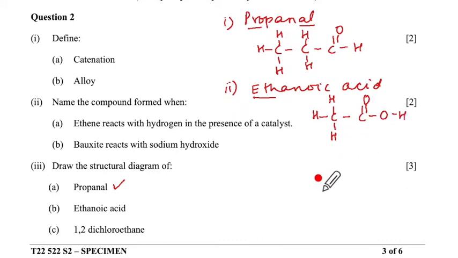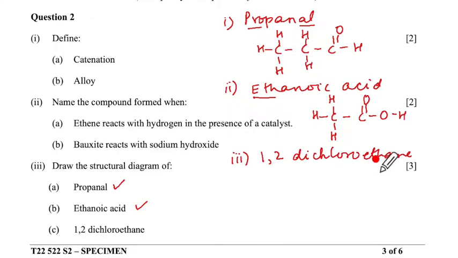So this is your ethanoic acid. 1,2-dichloroethane. So eth means there are 2 carbons. Ane means there is a single bond. Now for first carbon and second carbon, there is a chlorine and chlorine. And remaining valencies will be occupied by hydrogen. So this is our structure.